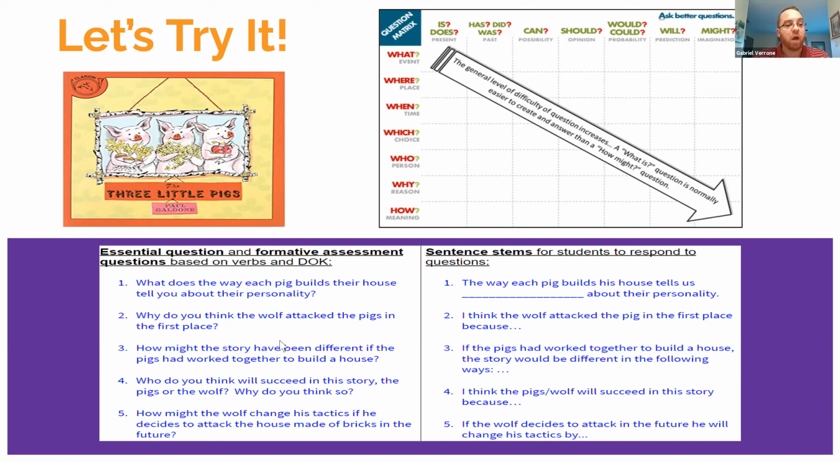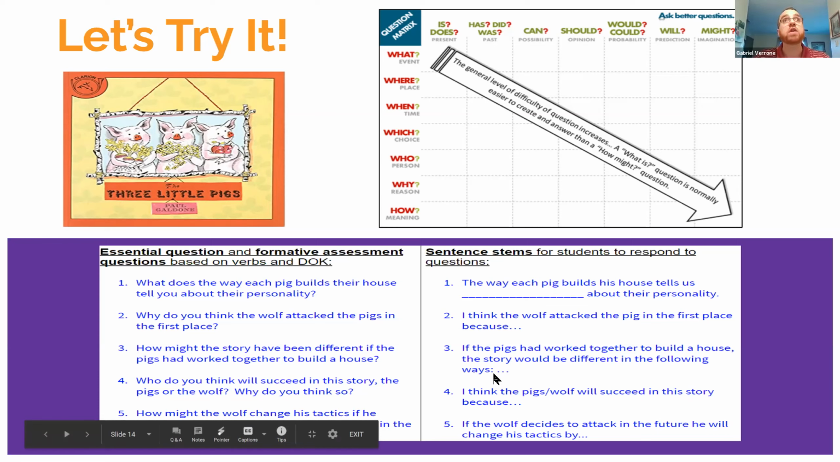Now, because the TEK asked me to analyze relationships between them, I'm going to go to the very hardest one: how might, okay? Again, this is higher than the TEK demands, but how might the story have been different if the pigs had worked together to build a house? And then I have an accompanying sentence stem. The pigs had worked together to build a house. The story would be different in the following ways.